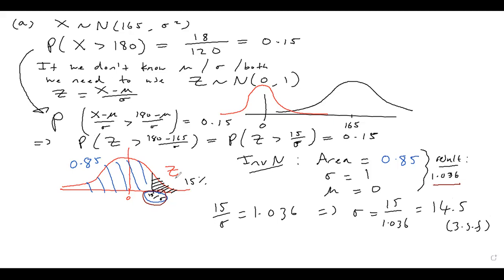So now we know the sigma. So we know that our distribution is going to be this. We have a normal distribution, and it's going to be a mean of 165 and a variance of 14.5 squared. So that's our distribution now.